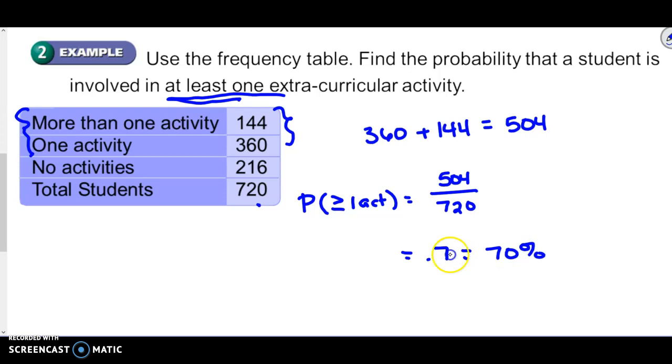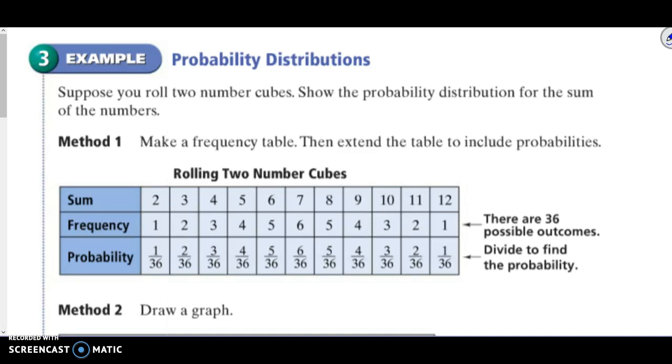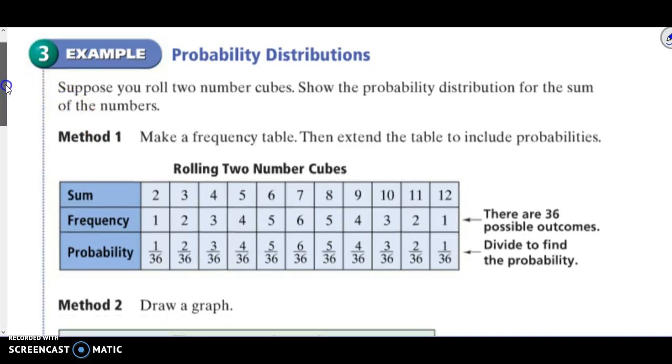Alright. So hopefully so far so good. Now looking at example 3, we have a probability distribution. This is probably the first time that you've seen this, at least displayed in this way. We are given 2 number cubes in this one, and we need to find the sum of the cubes. The smallest we have is 2, the largest we have is 12, and we have everything in between. Then you need to find out how many times 3 would pop up. How many possible times could 4 pop up? How many possible, so on and so forth. And then we also make a graph to correspond with that.